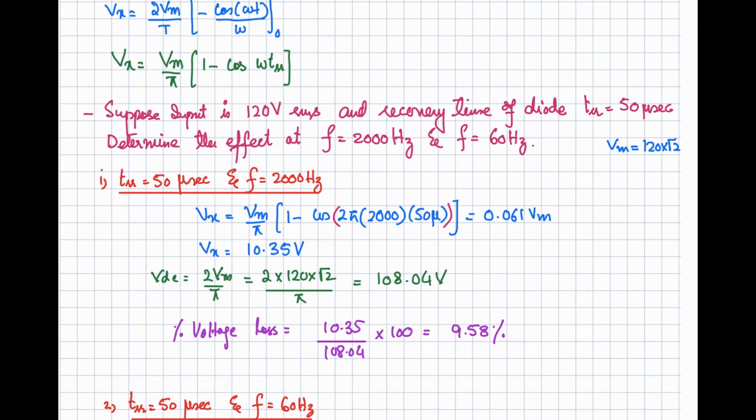If you do not have any loss, what is the DC output voltage of this rectifier? That is 2 Vm by pi, because it's a single phase bridge rectifier. So 2 into 120 into root 2 divided by pi will be 108.04 volt. But because of the recovery time, you are losing 10.35 volts. In terms of percentage, 9.58% of the voltage is lost, so you will get approximately 92 volt at the output of your rectifier.